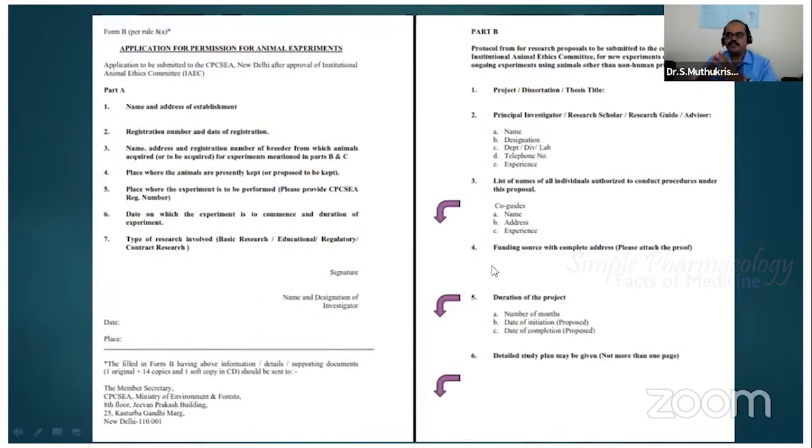The fourth one is funding sources. You have to mention the funding sources because from this data, they know whether the study is capable of being completed, and how much fund is required to complete this project. So this fund is available either as self-funded or as a funded project from a funding agency. All those data you have to give. The fifth one is duration of the project.